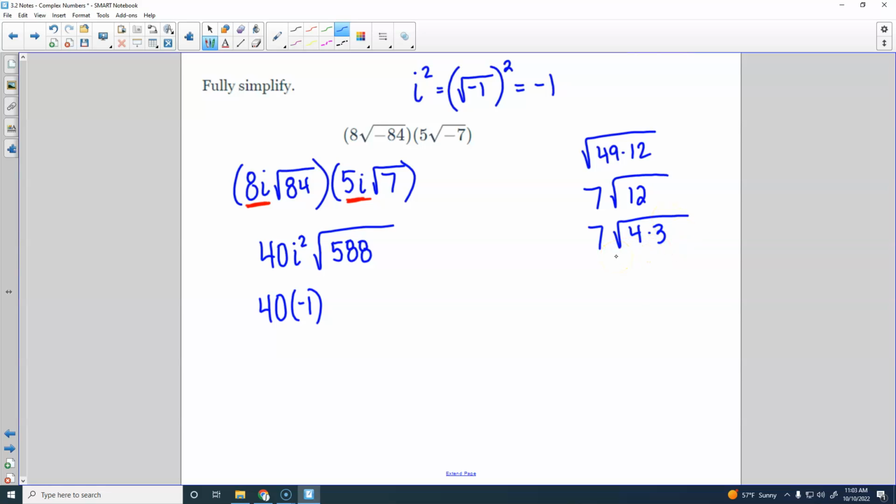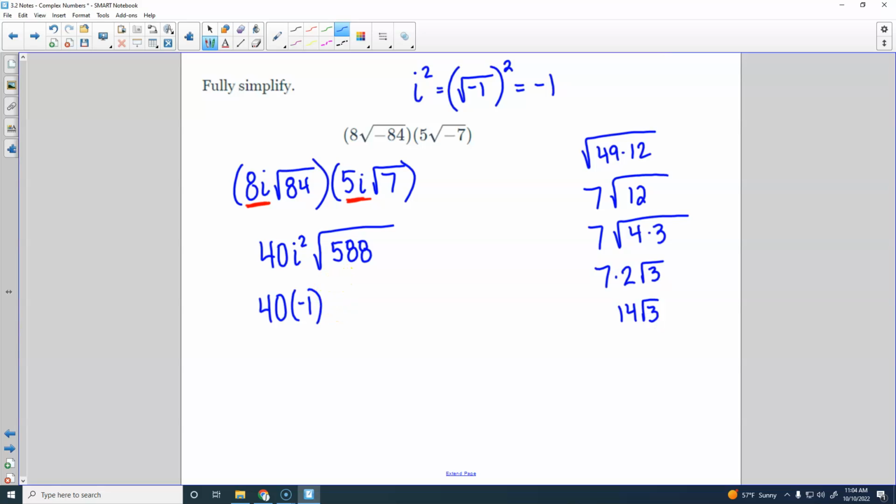So when you've got really big numbers, it may just be easier, even though you know 12 is not supposed to be left because it will break down. Still do it that way, right? So 4 times 3 for 12, so that'd be 7 times 2 root 3, so you'll get 14 root 3.